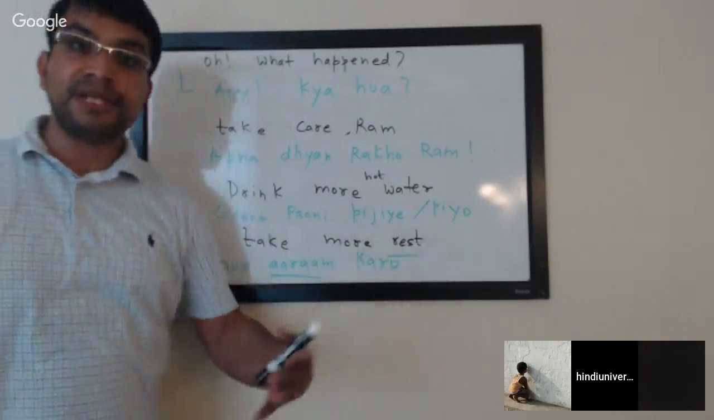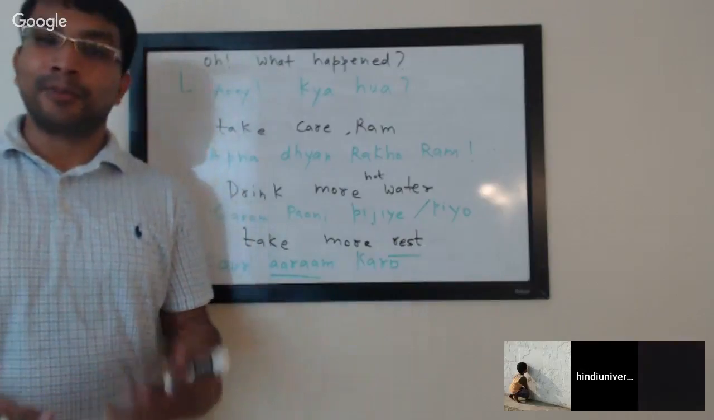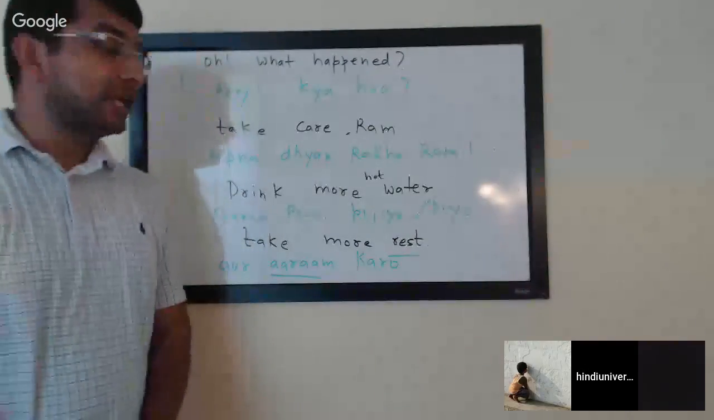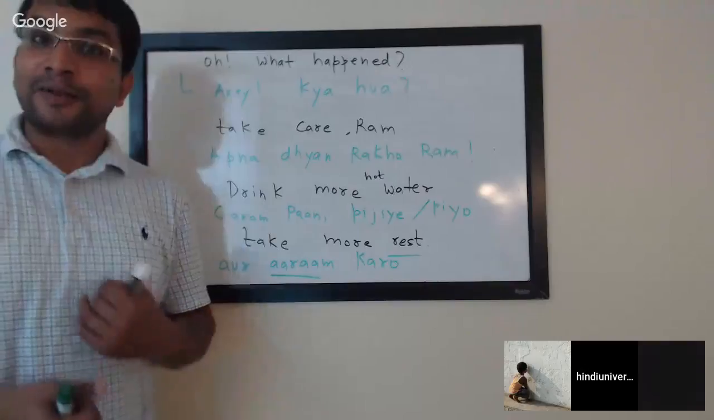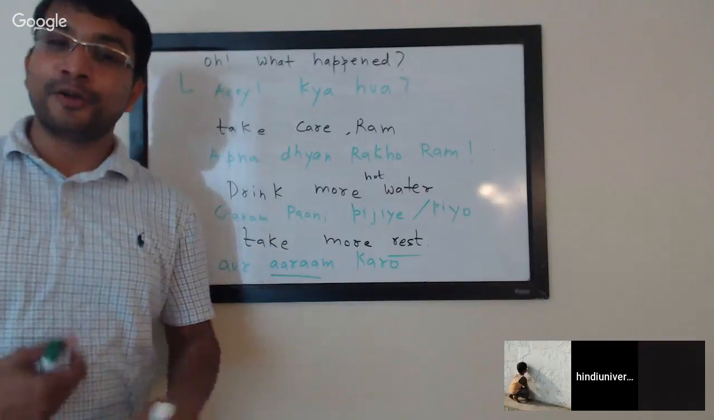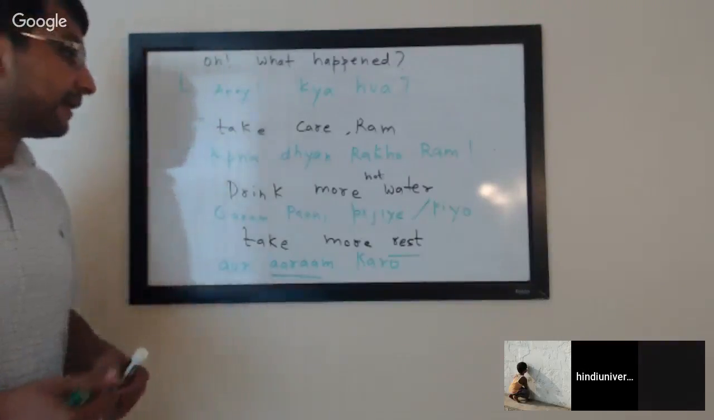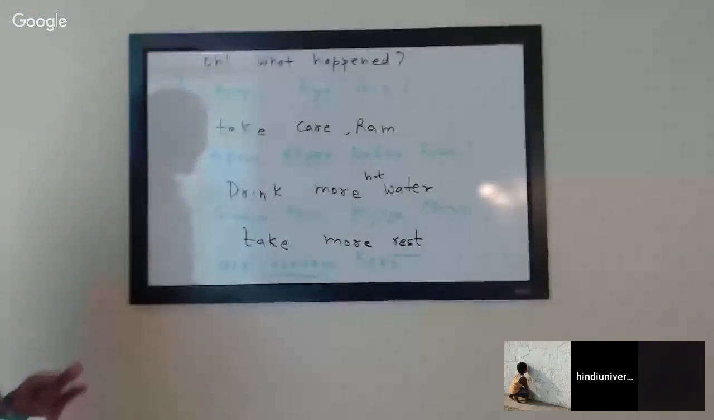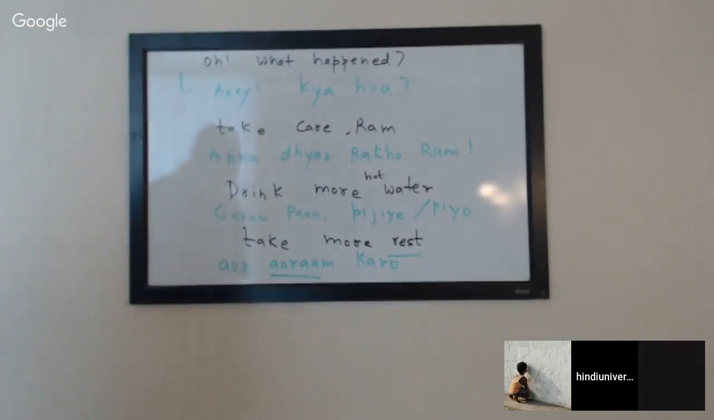Let's say I'm talking to my boy. My son is 5 years old. Sometimes they don't listen, so you're like, pani pi or aram kar. You can be a little bit more intimate with that, right? So hopefully this makes sense. Let me see if there are any questions.